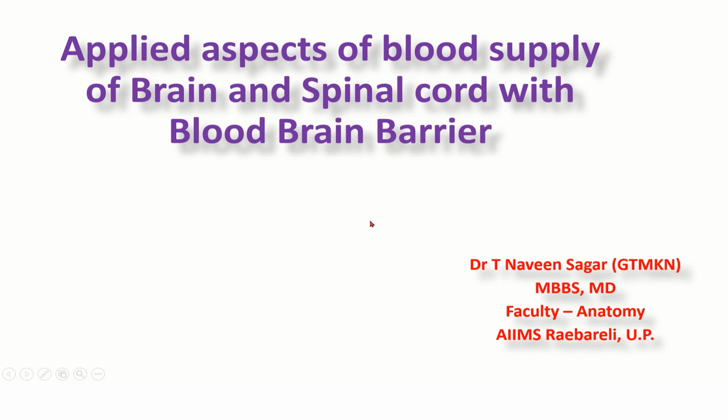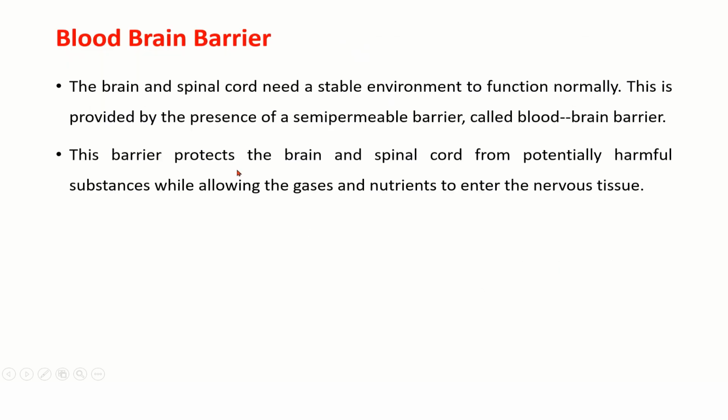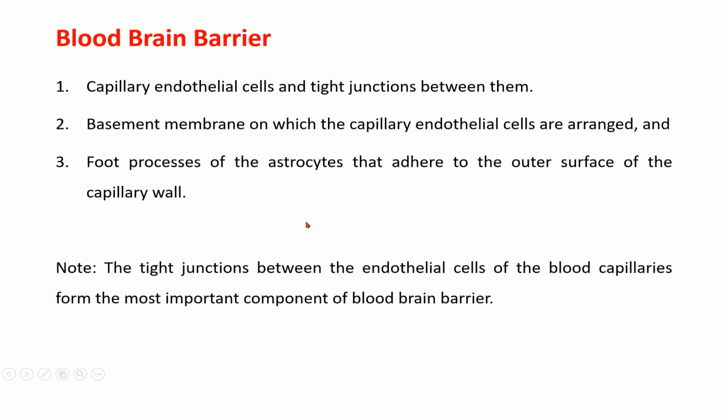In this session, we'll be dealing with the applied aspects of blood supply of brain and spinal cord along with the blood-brain barrier. So what is clinically important here? The brain and spinal cord need a stable environment to function normally. This is provided by the presence of a semi-permeable barrier called the blood-brain barrier. So it protects the brain and spinal cord from potentially harmful substances.